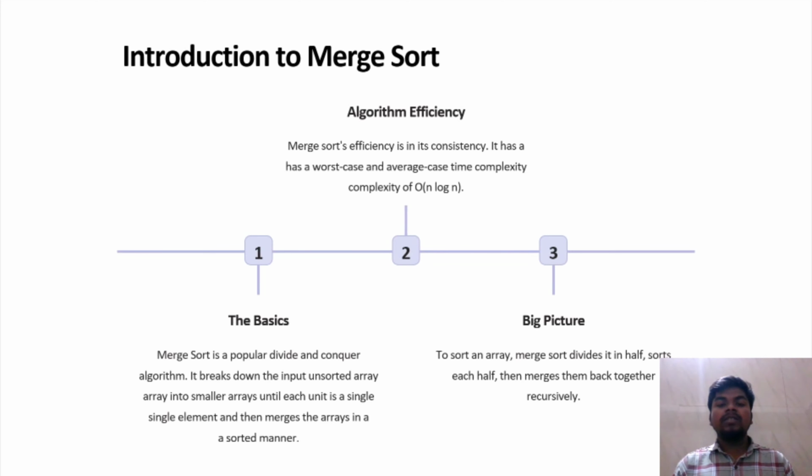The algorithm efficiency. In merge sort, the efficiency is consistent. It has worst case, average case, and best case time complexity. The worst case and the best case time complexity of the merge sort is O of n log n. The big picture of the merge sort. To sort an array, merge sort divides the array into two equal halves, sorts each half, then merges the sorted halves back together.